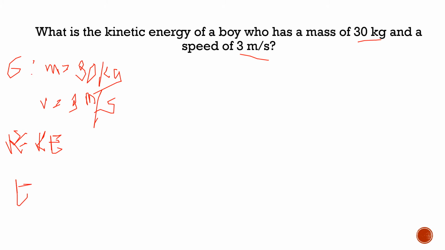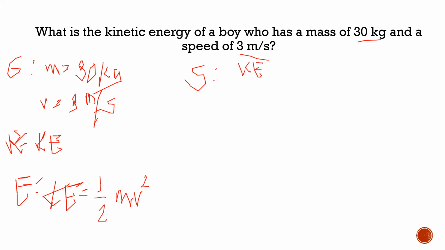Therefore, our equation is kinetic energy is equal to 1/2 mv squared, or mass times speed squared: square the speed, multiply by the mass, then divide by 2 or get the half. Then, solution. Kinetic energy is equal to the given mass, which is 30 kilograms.